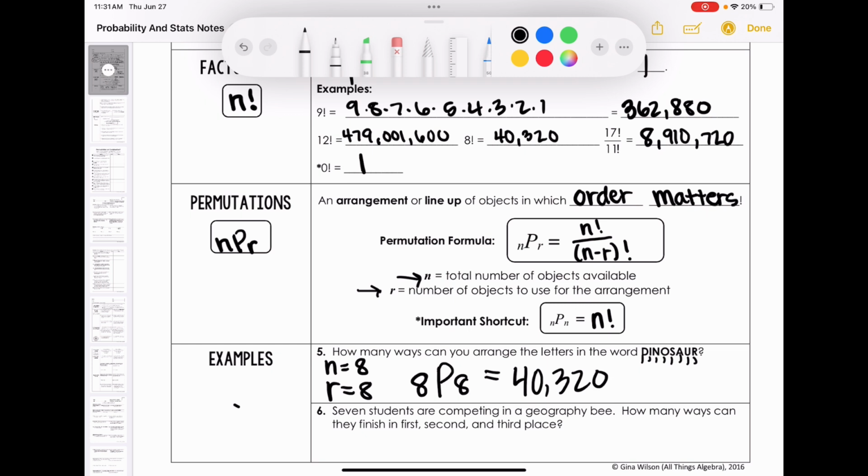All right, number 6. 7 students are competing in a geography bee. How many ways can they finish in first, second, and third place? So N is my total number of students, which is 7. And R is how many I'm using for the arrangement. So they want to find a first place, second place, and third place. So that's 3 people. So then it's going to be 7P3 in my calculator, which is going to end up giving me 210. All right, let's look at the back.